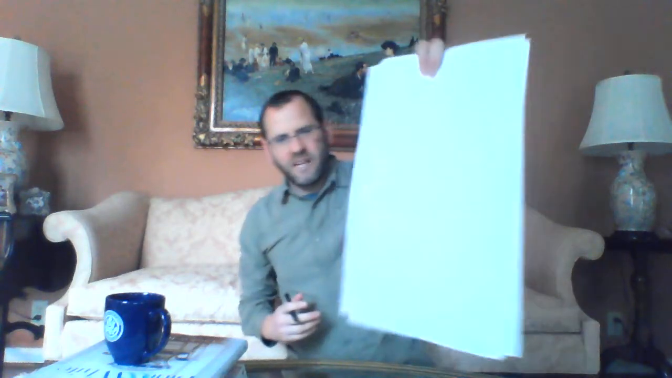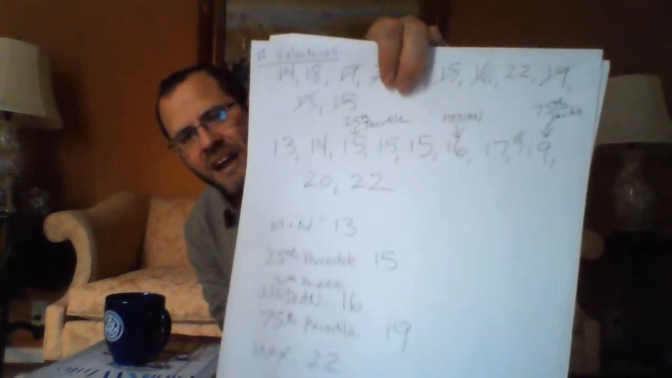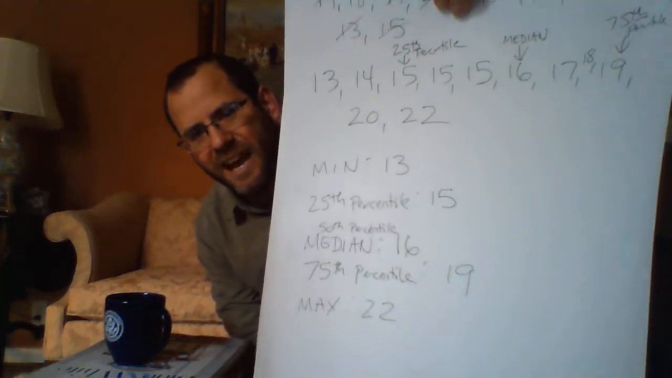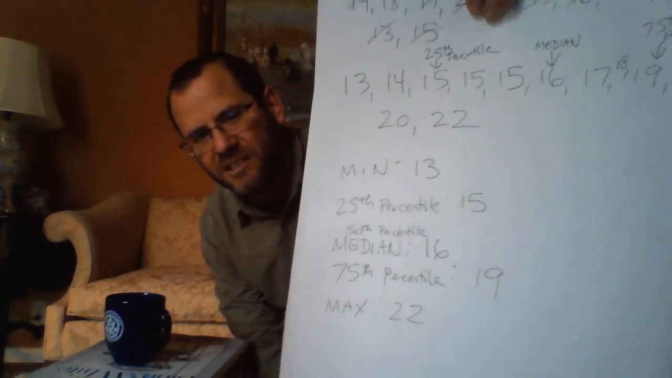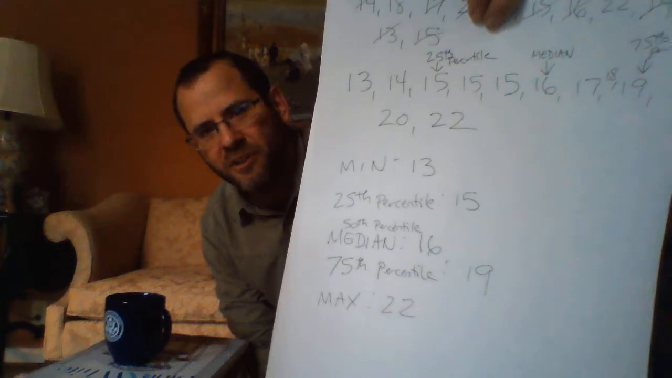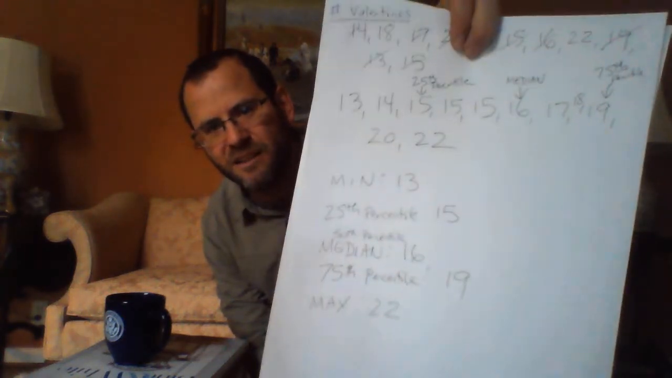So we now have a data set with 11 observations in it, and we've got 5 numbers that are describing that data set and kind of where it is: the minimum value, the maximum value, the 25th percentile, the median, and the 75th percentile.